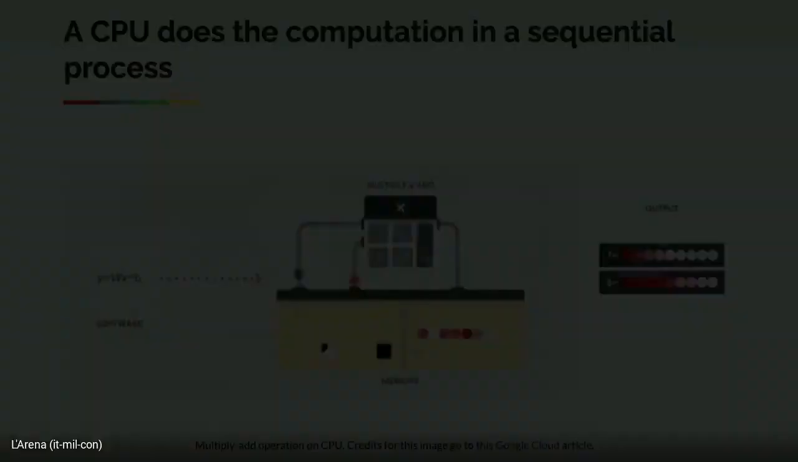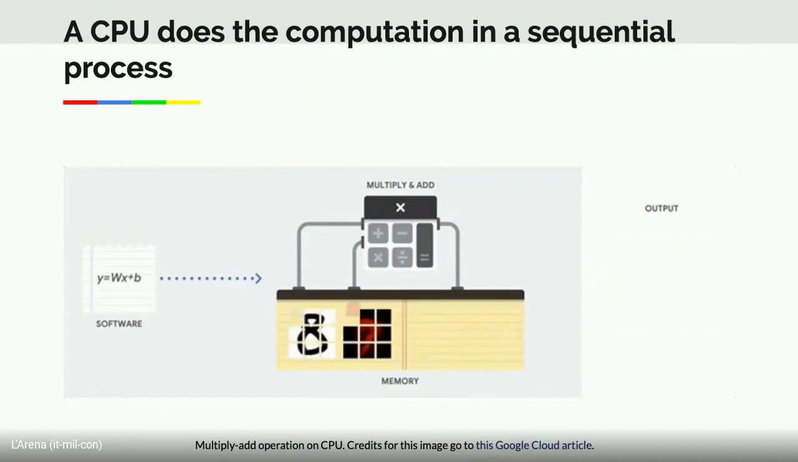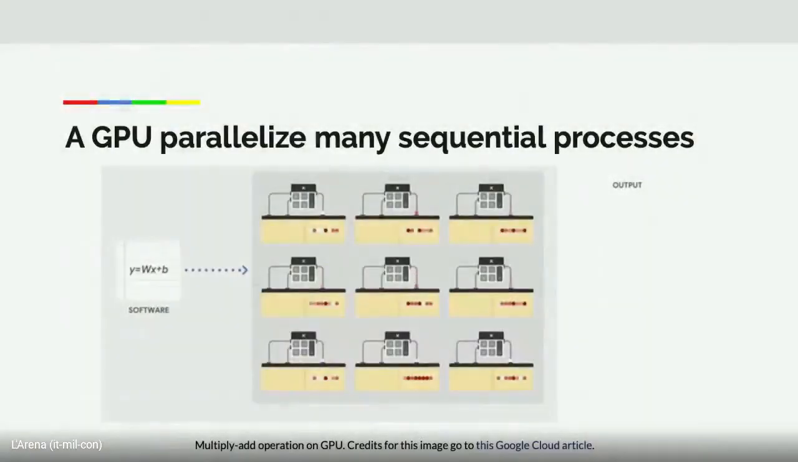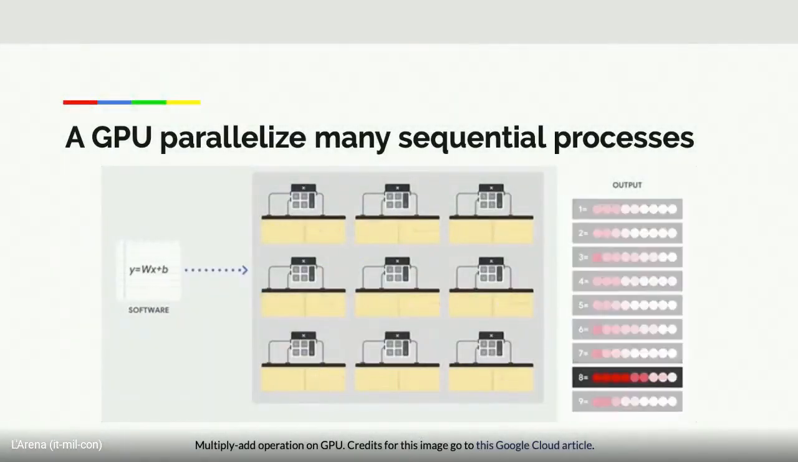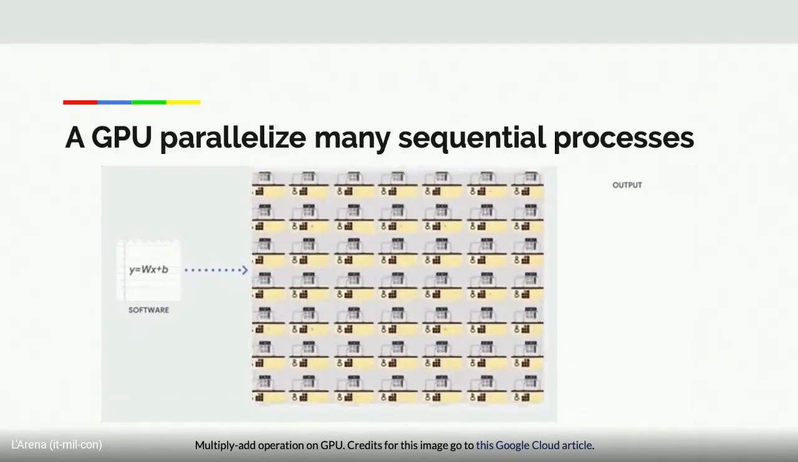So again, a CPU is a sequential operation, right? So you have to do one at a time. A GPU suddenly, okay, it's cool, we can do lots at the same time, but it's still a sequential operation.